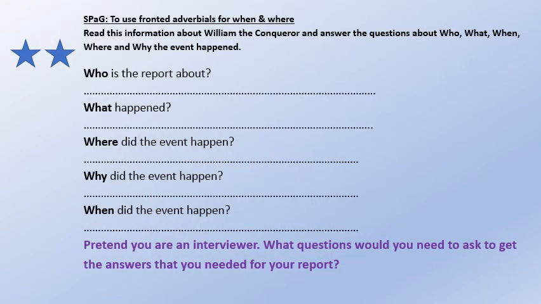And now the 2-star task, you have got a SPAG element, so spelling and grammar element, and that is to use fronted adverbials for the when and the where. So you've got to read the passage about William the Conqueror and then answer the questions. Who is the report about? What happened? Where did the event happen? Why did the event happen? When did the event happen?